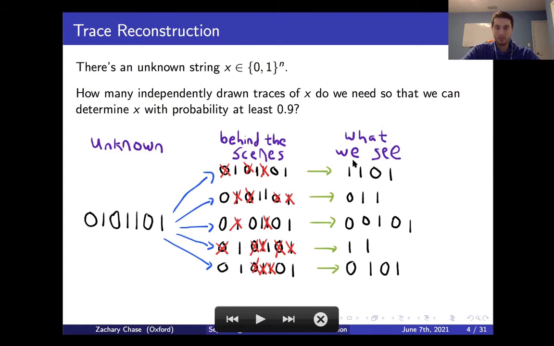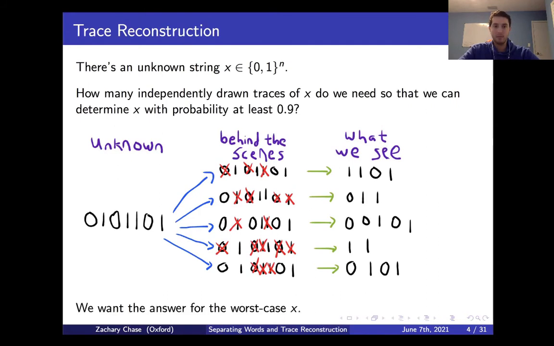Note that no matter how many traces we take, there's always some probability that all of the traces are just the empty string because of deleting all the bits. So it's not true that the traces always give enough information to determine the unknown string, but we want with probability at least 0.9 that they do. And we want this answer for the worst case x. Since x is unknown, it wouldn't even make sense for a fixed x.